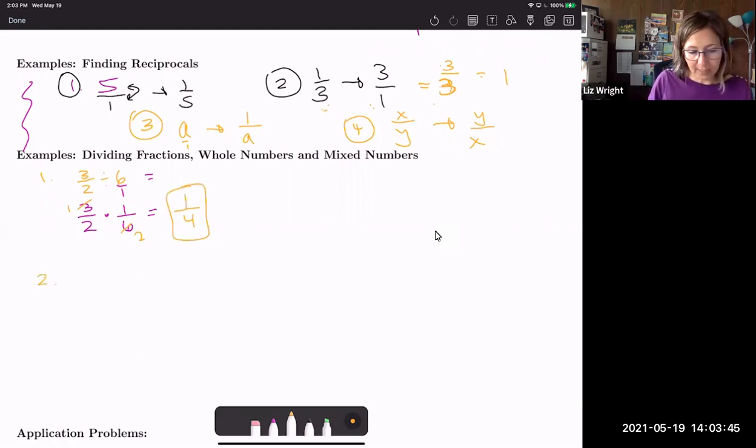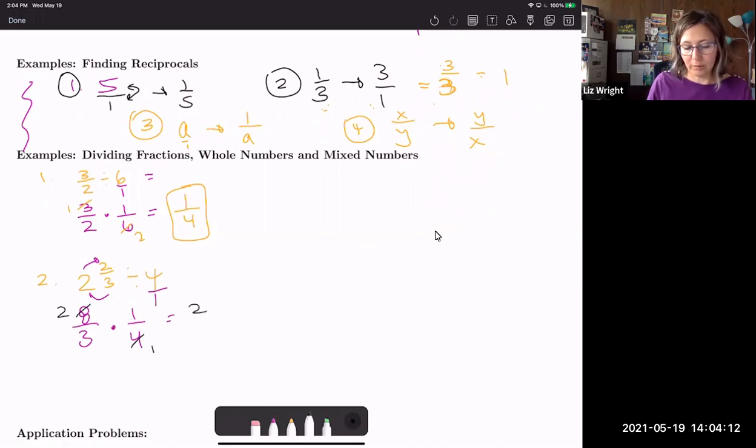Second one, let's try 2 2/3 divided by 4. So remember, we've got to convert this first. So 3 times 2 is 6. 6 plus 2 is 8. So 8/3. We keep, we change, we flip. So when we multiply straight across, we can also reduce here if you'd like. Multiplying straight across, we get 2 times 1 is 2, 3 times 1 is 3, and we're going to get 2/3 for our answer.